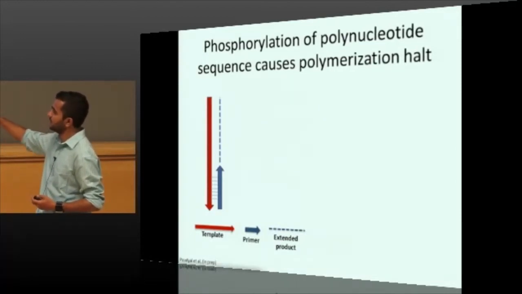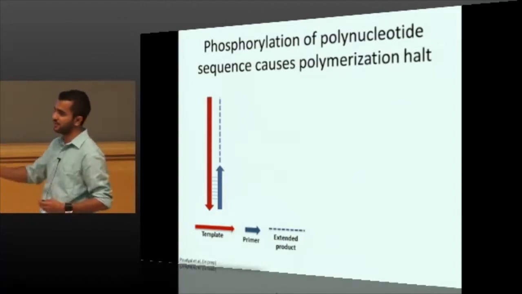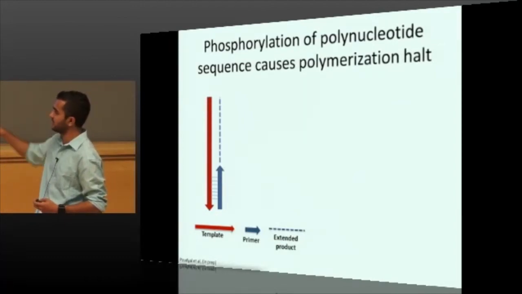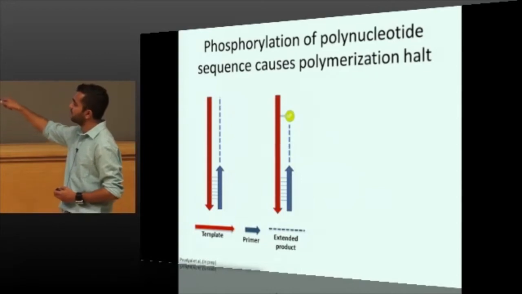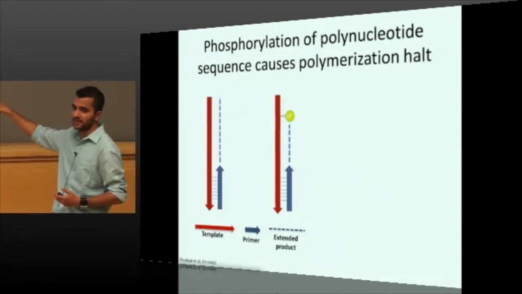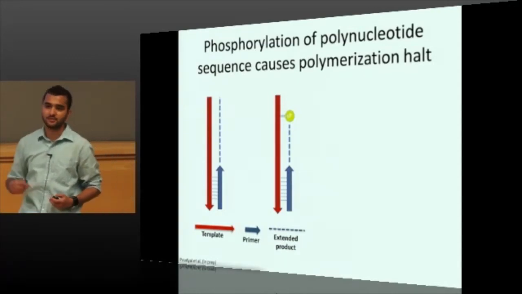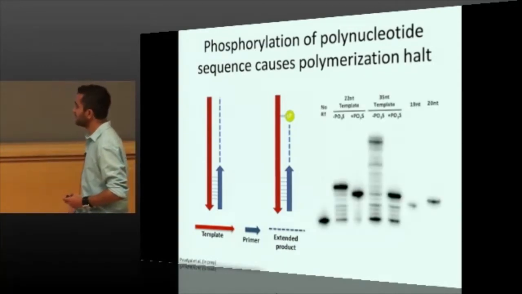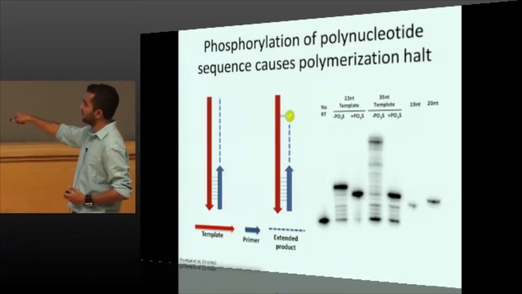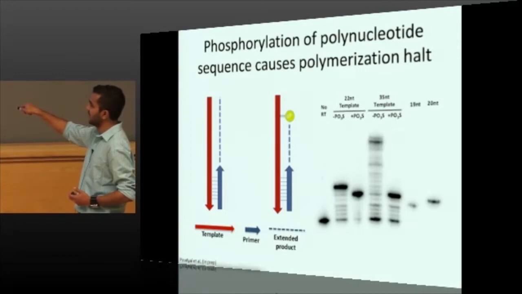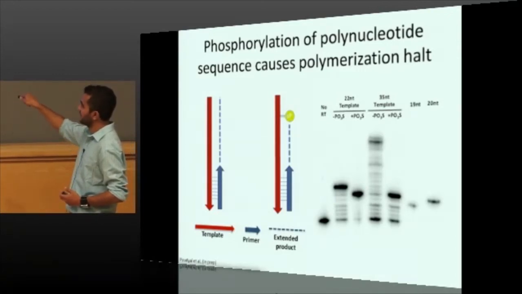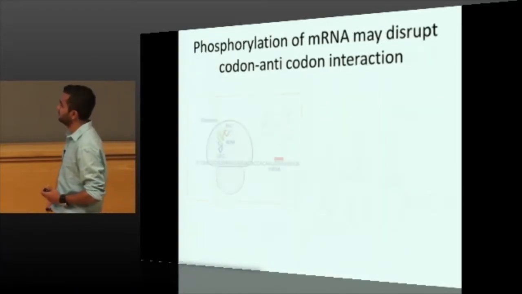You have a template, you have a primer, the primer binds to the template, and then you can add a DNA polymerase to extend it. Whereas if you have a phosphorylated template, you add the primer, anneal it, extend it, but the extension stops right where the phosphate is. This shows primer and extended primer. Once you add the phosphate, it stops right where the phosphate is. You can make the template longer. Again, you see extension, but as soon as you add the phosphate, it stops right there as well.